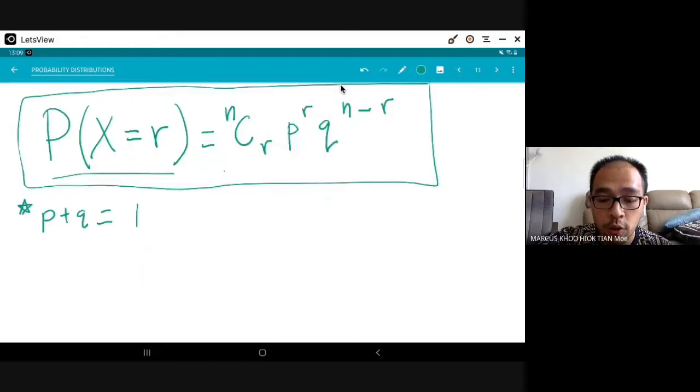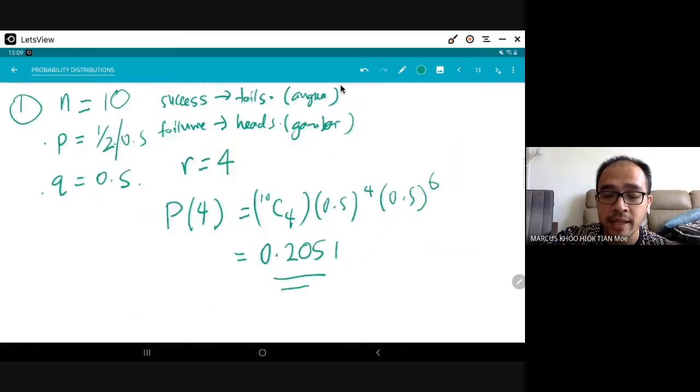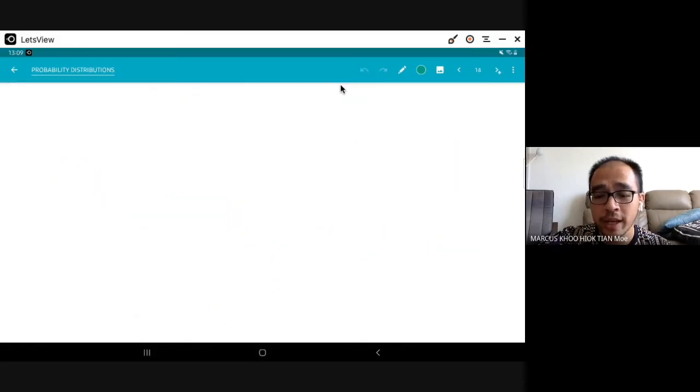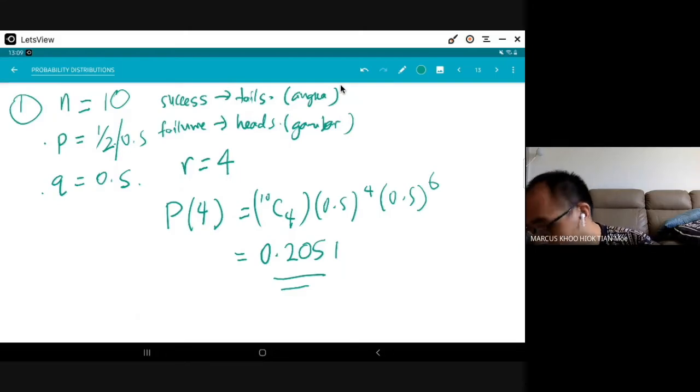Daripada kamu melukis gambar raja pokok yang mau jadi gila macam ni, bang. Okay, I think after Monday's class kan, begitu ramai sekali orang yang tanya saya soalannya, how to do this tree diagram. Okay, so not a very good thing now. Okay, I want to go straight to number 3.